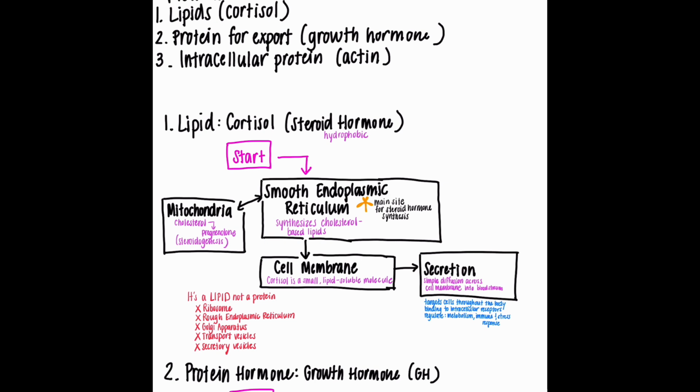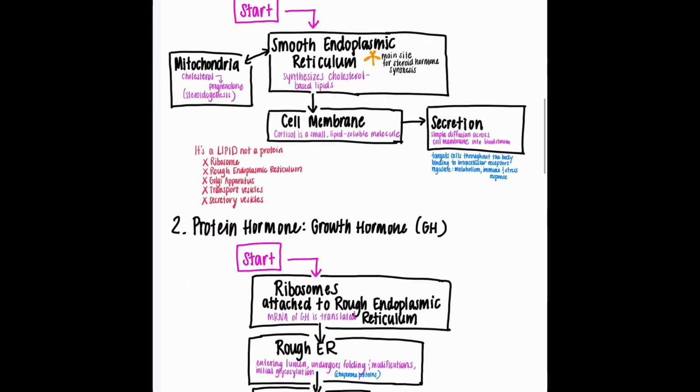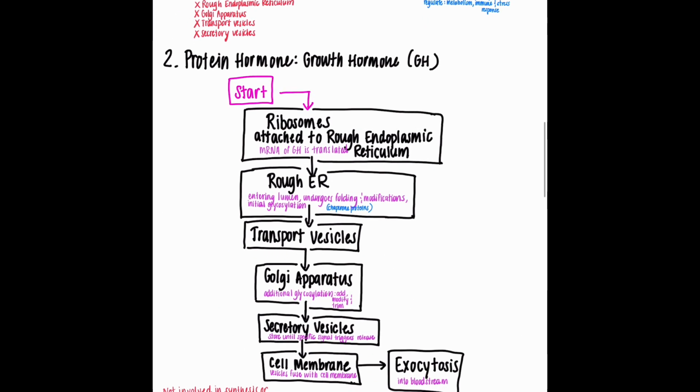And cortisol is a small lipid soluble molecule, making it easy to pass through the cell membrane through simple diffusion and ultimately is secreted into the bloodstream for regulation of metabolism, stress response, and immune response. Since it's a lipid and not a protein, it does not use ribosomes, rough endoplasmic reticulum, a Golgi apparatus, transport vesicles, or secretory vesicles.